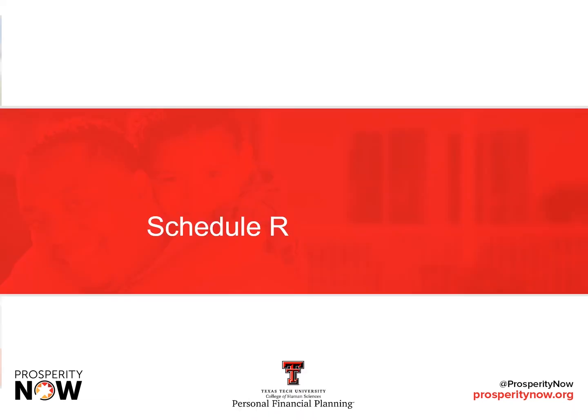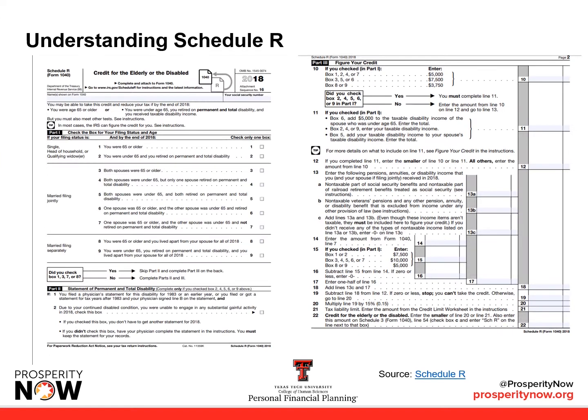Now let's talk about the Schedule R. Here you can see a copy of the Schedule R. It's a two-sided sheet of paper and covers the credit that we are now talking about.